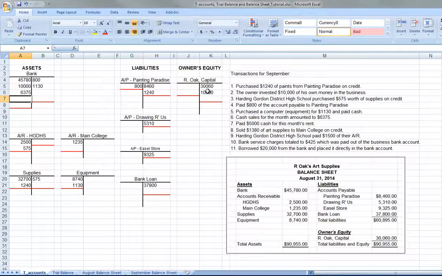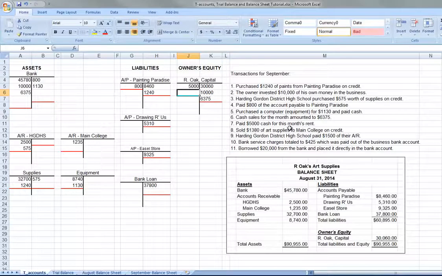The selling stuff, that's what the business is in, that's one of the ways, or the main way, the owner gets more equity in the company. So owner's equity is going to increase $6,375. Paid $5,000 cash for this month's rent. So that's something that would decrease, that's an expense. So that would decrease owner's equity by $5,000. So it's going to go down.